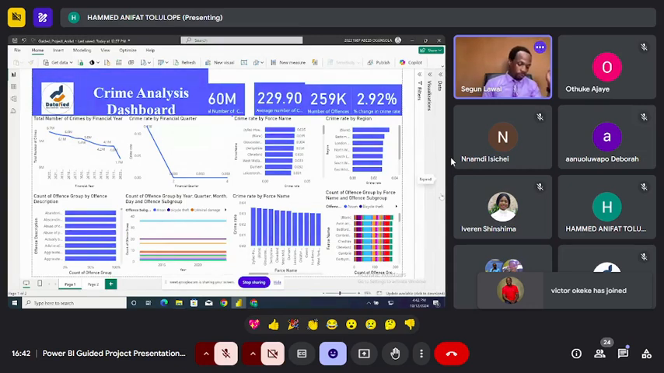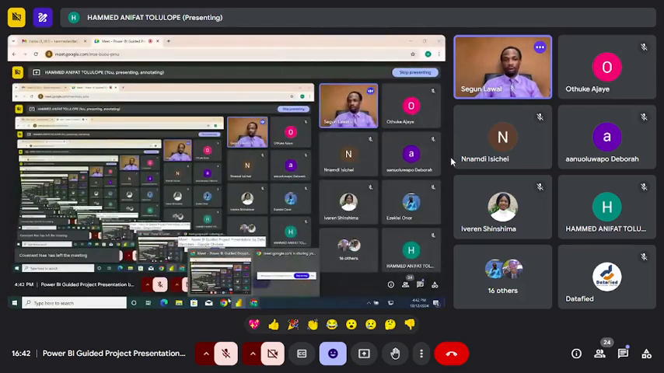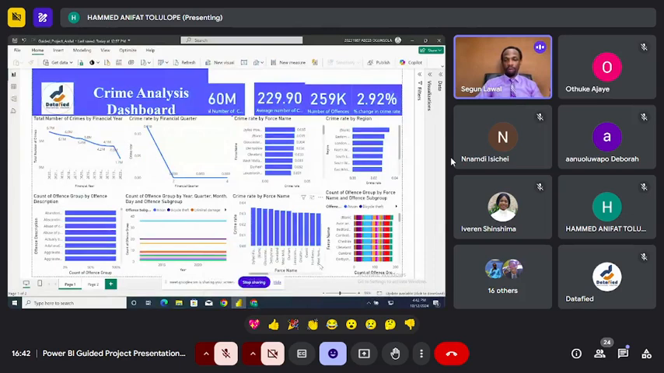So my observations, Anifat. Before I go into your dashboard, first of all, I observe you are a bit nervous. I don't know if this is your first time presenting, but I sense that you are nervous. In your next presentation, I want you to be relaxed. If there's anything you can do to relax yourself, that would be good. Just try and be relaxed.